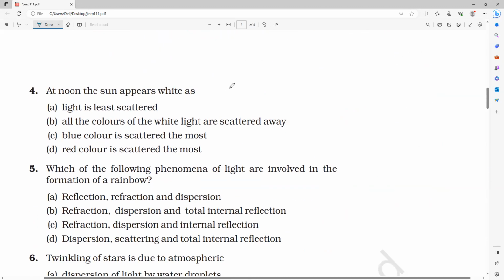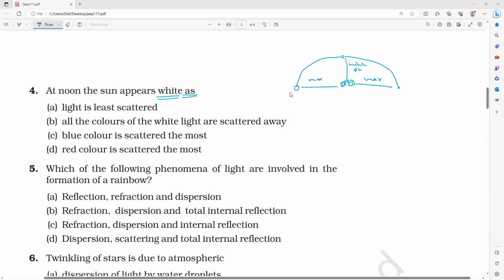Next. At noon, the sun appears to be white. At noon, the sun appears to be white. So the diagram which we studied, this one. The observer is present in the morning, the observer is present in the evening, the observer is present here in the afternoon. So we all know that maximum blue light will be scattered, and in the afternoon time minimum blue light will be scattered. So now tell me what is the answer? At noon the sun appears to be white because what is the reason?